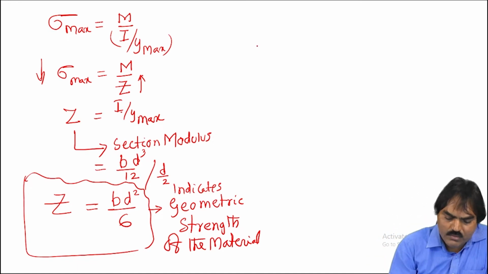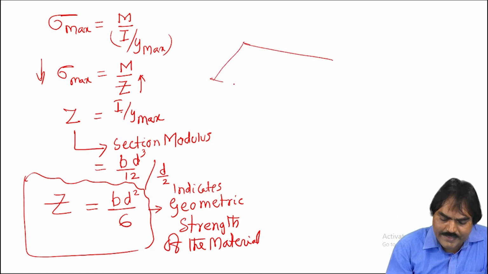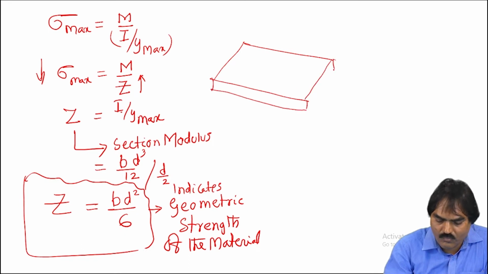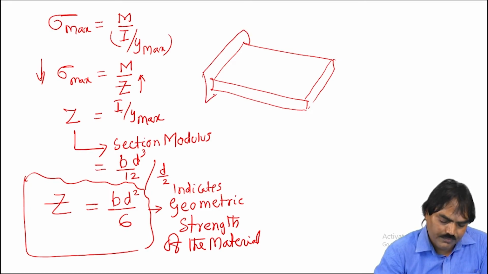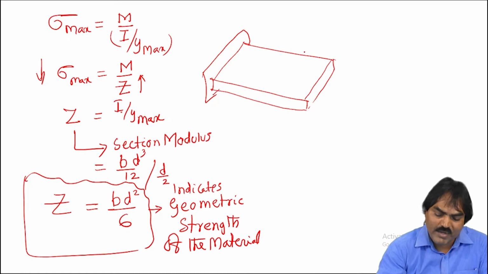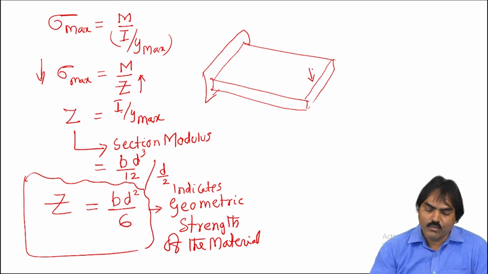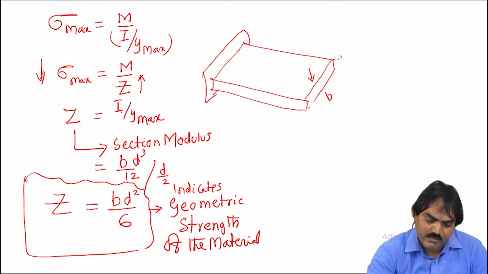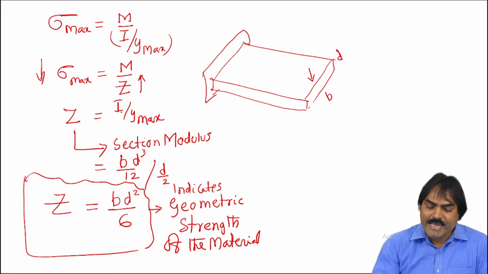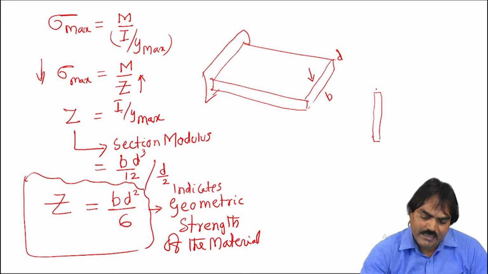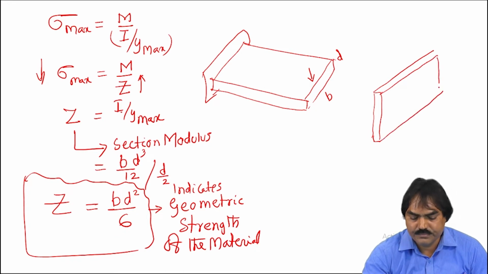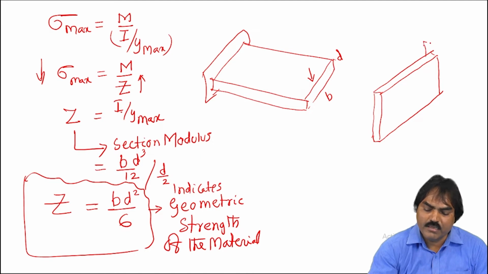Say like this. Suppose this is case 1. I am fixing the beam here. Apply the load here, so that this becomes B and this becomes D, the depth. In another case, same material, we are not changing the material, we are not changing the geometry. So fix the beam here.